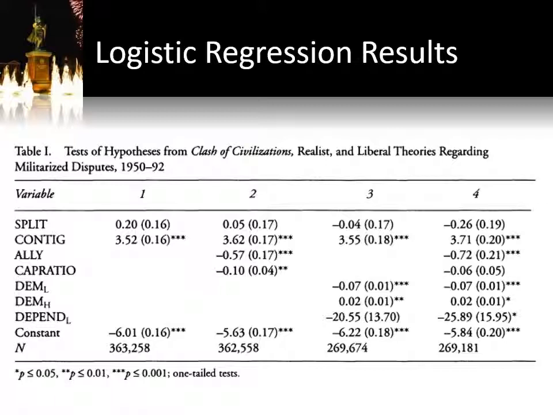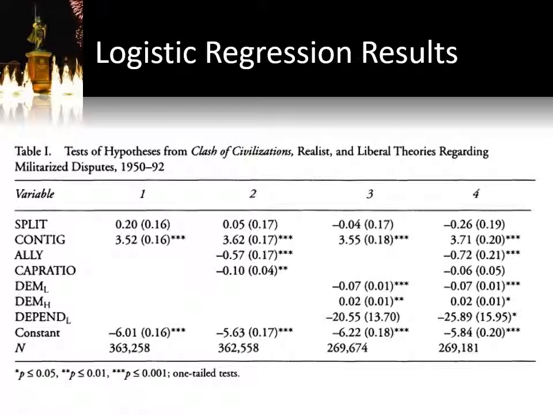The last column is where they put it all together: the realist stuff, the liberal stuff, and Huntington. And we find that contiguity, by the way, as you go across all the models, is always an important explanatory variable. It's always significant. Alliance here is still there, actually a little stronger. Cap ratio disappears, interestingly enough. What do I mean by disappear? The asterisks disappear, meaning it's no longer significant.